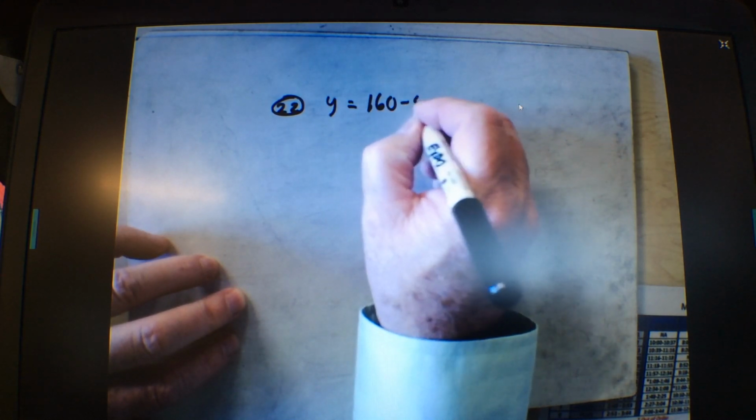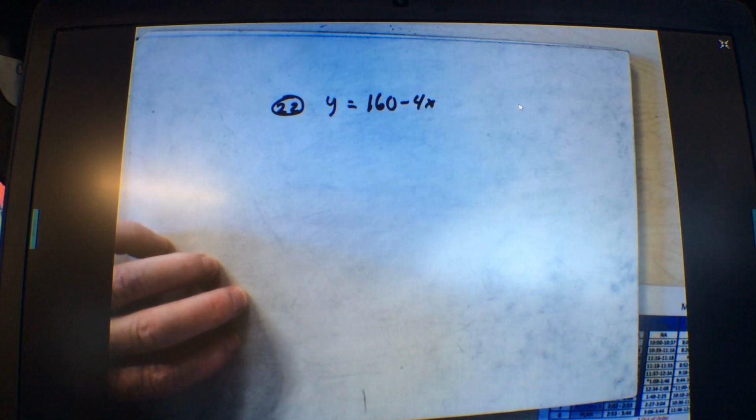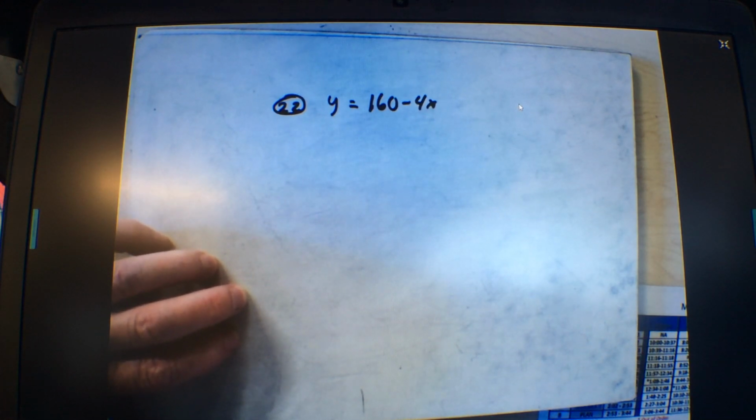Y equals 160 minus 4x, correct? How do we know when he runs out of money? It says it represents the money remaining after spending $4. Find the zero of the function. How do we find the zero of the function? How have we always found the zero? We use graphing or algebra. Which would you use on this? Algebra. I would use algebra. Can you tell me why? Because you don't want to graph 160. So I would use algebra.